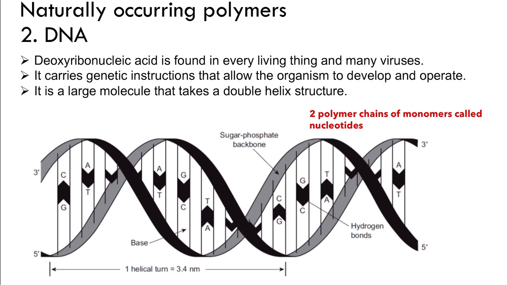We also have the DNA, and when they ask you about the DNA, it is formed of two polymer chains of monomers called nucleotide. And then the two polymer chains, the nucleotides, are connected together through hydrogen bonding between nitrogenous bases, which have the letters C, G, A, and T.